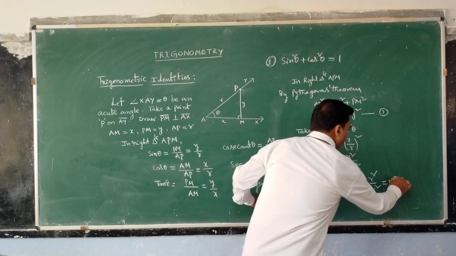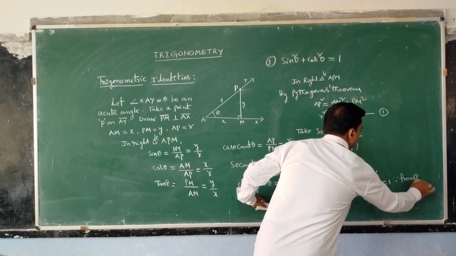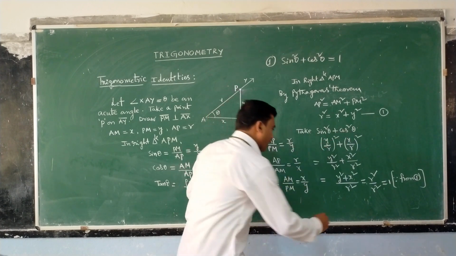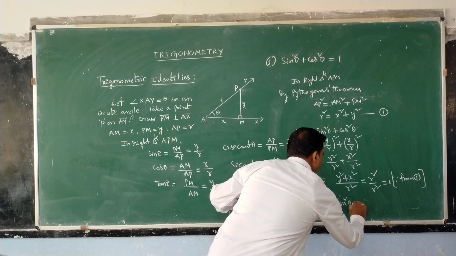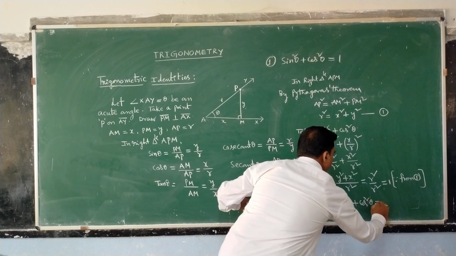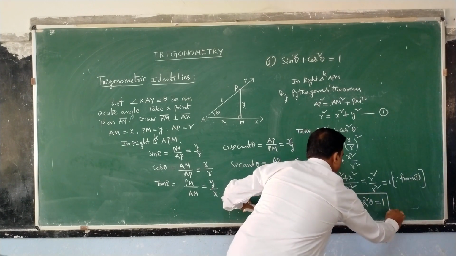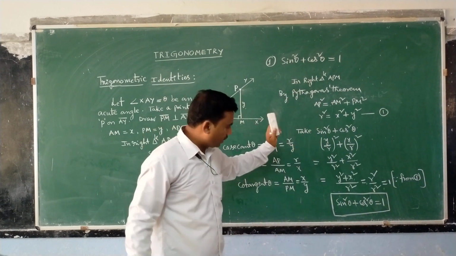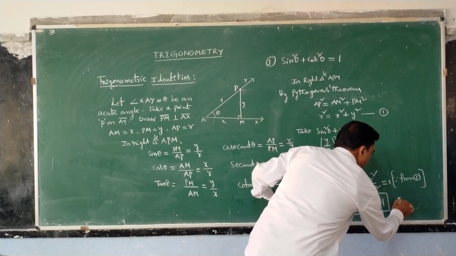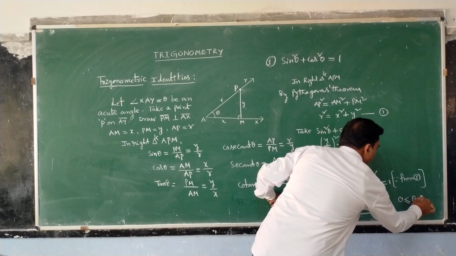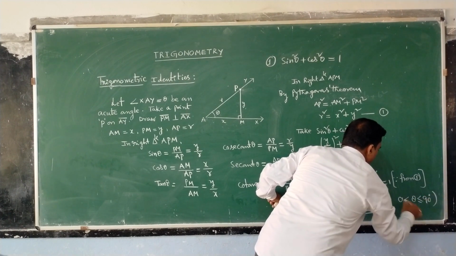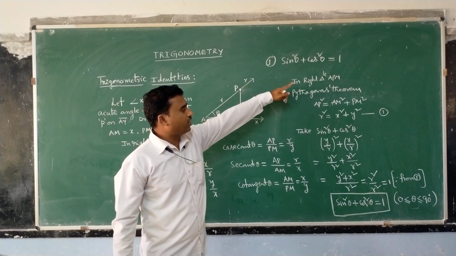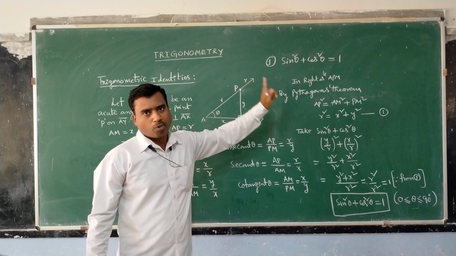Since from 1, therefore sin square theta plus cos square theta is equal to 1. So this is the proof of sin square theta plus cos square theta is equal to 1, where 0 is less than or equal to theta less than or equal to 90 degrees.